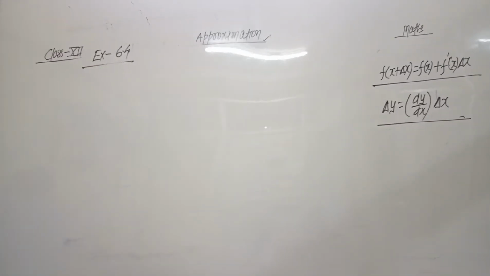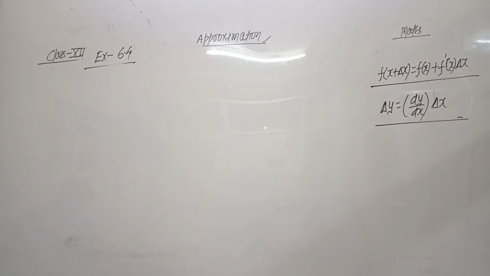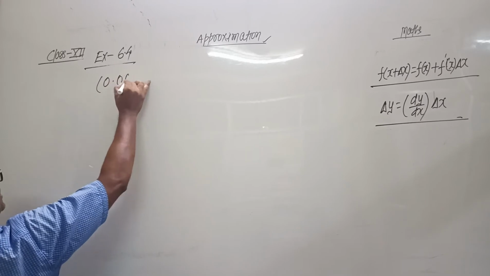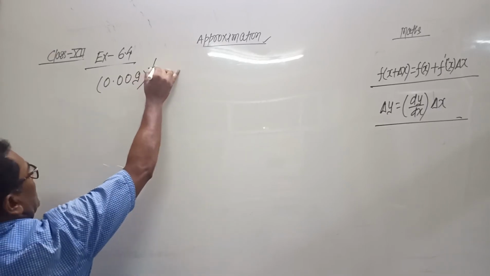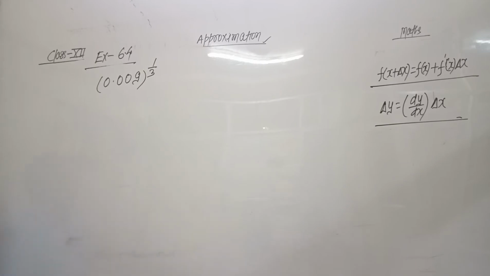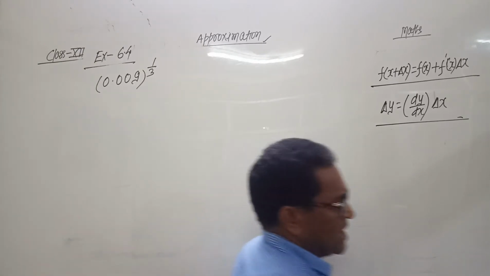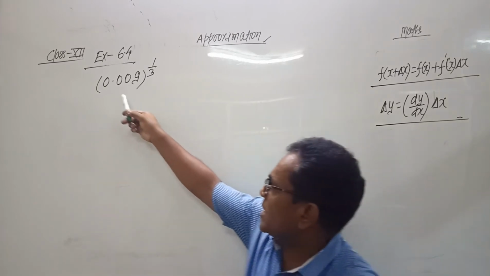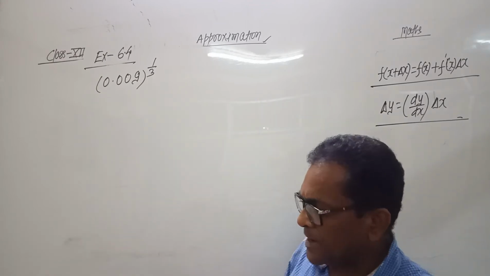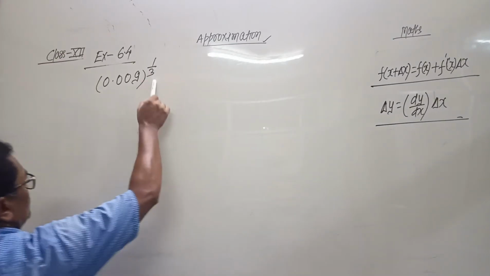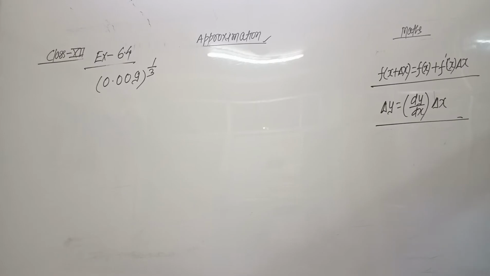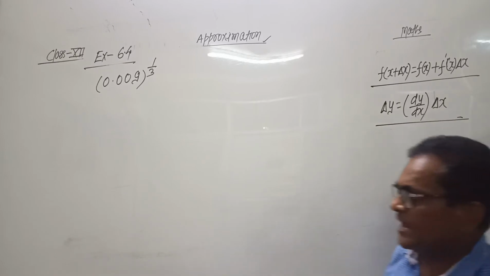Next question is the fourth part, 0.009 raised to the power 1 by 3. So we have to select the value of x and the value of delta x. The value of x near to 0.009 which has a perfect value. Here is cube root. So near to 0.009, which value has a possible cube root?